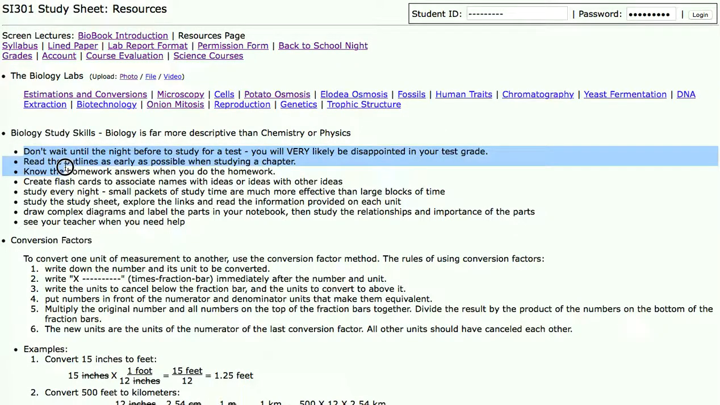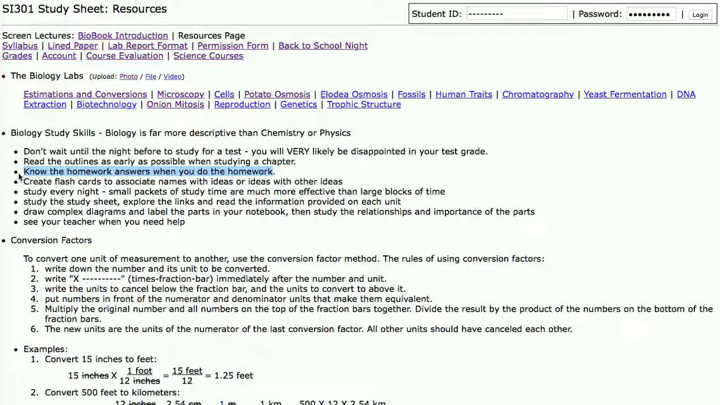Now, there's an important thing about biology study skills. Please don't wait till the night before a test to study for it, because biology is a challenging topic, and there's a lot to know for each unit, and it is very difficult to cram everything in the night before. You want to read your outlines as early as you can when studying a chapter. You want to know the answers to your homework when you walk into the test, and you want to do that by actually studying them when you do the homework. If you simply copy things from BioBook into your notebook and don't actually try to learn them, you're going to be in trouble when you get to the test because you won't know the answers to the big questions, and those are going to be on the test.